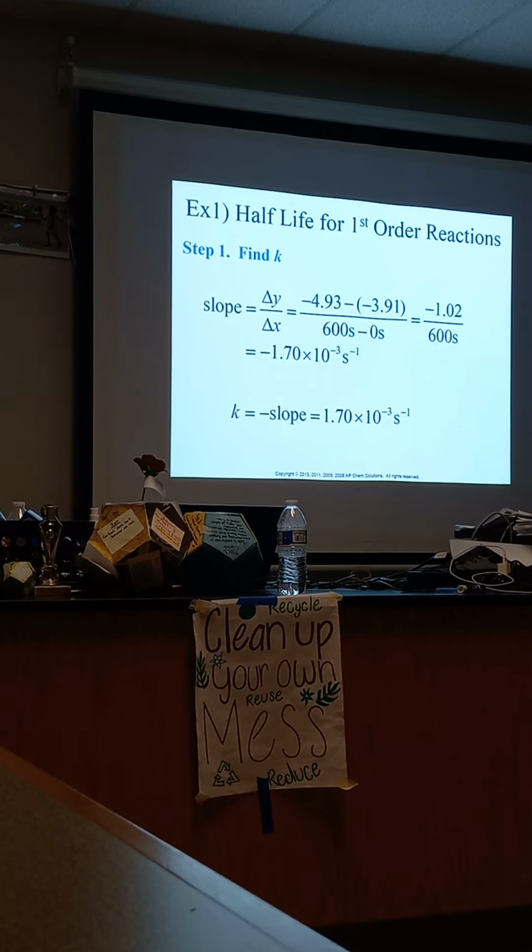So the K then will be the slope. One thing though: we have to make it the negative slope. So instead of negative 1.70, it's going to be 1.70 times 10 to the negative 3. All right, guys, so it'll be 1.70 times 10 to the negative 3.